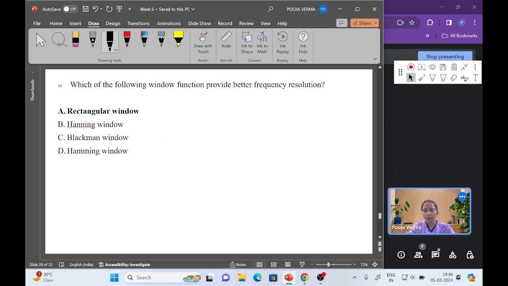Okay. Moving to the next question: which of the following window functions provides better frequency resolution? Option A, rectangular window. Option B, Hanning window. Option C, Blackman window, and option D, Hamming window. The rectangular window is the most widely and commonly used window function, and it has better frequency resolution. So option A is the correct answer. The rectangular window function provides better frequency resolution among all the window functions.